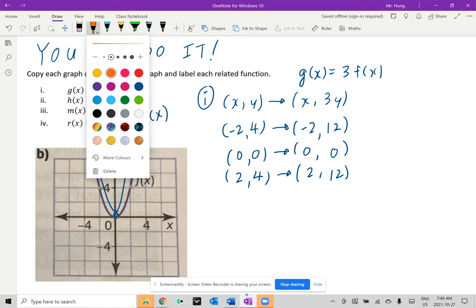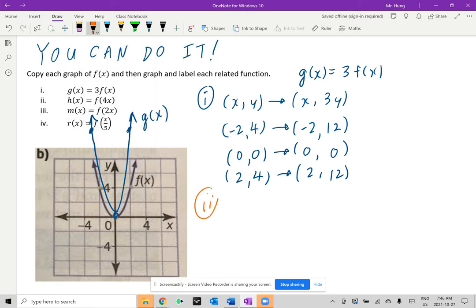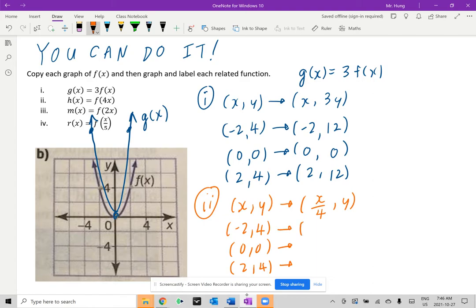Now in a different color, I'm going to move on to part 2. In part 2, you're graphing f of 4x. Again, if you think about the mapping rule, let's start with the words, then we'll go straight to the mapping rule. f of 4x means it's going to be horizontally compressed by a factor of 1 divided by 4. So you're going to take x divided by 4, or you can say a quarter times x. Either case is fine, and y remains the same. So again, you go back and you use the original points. You take these points and map them into the new graph, which we call h of x, which is f of 4x.